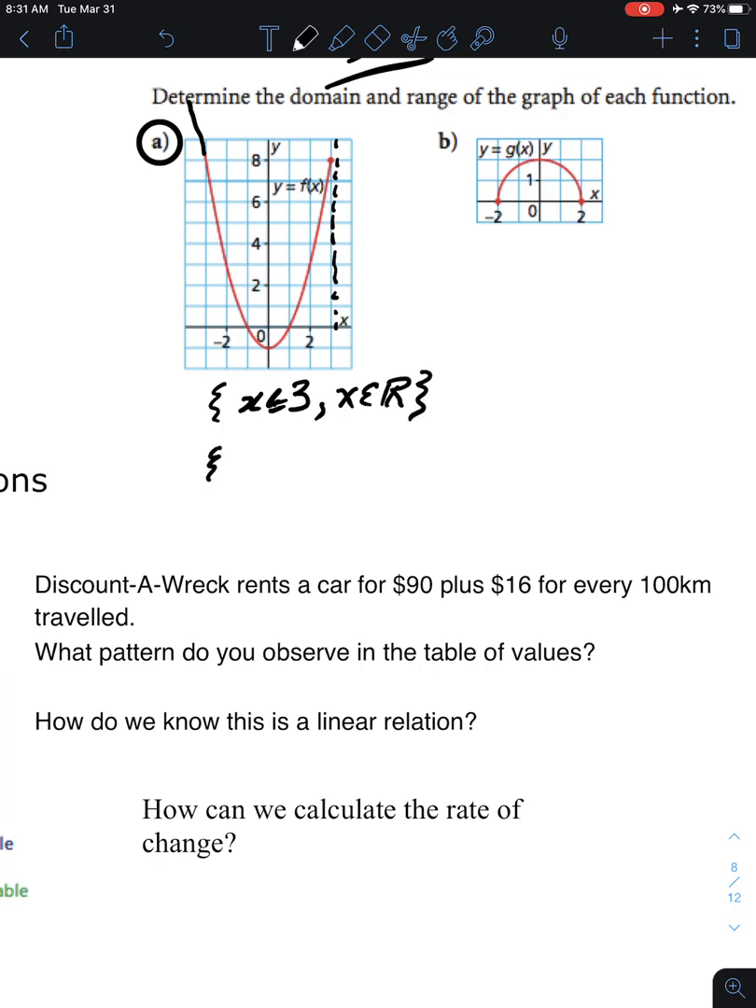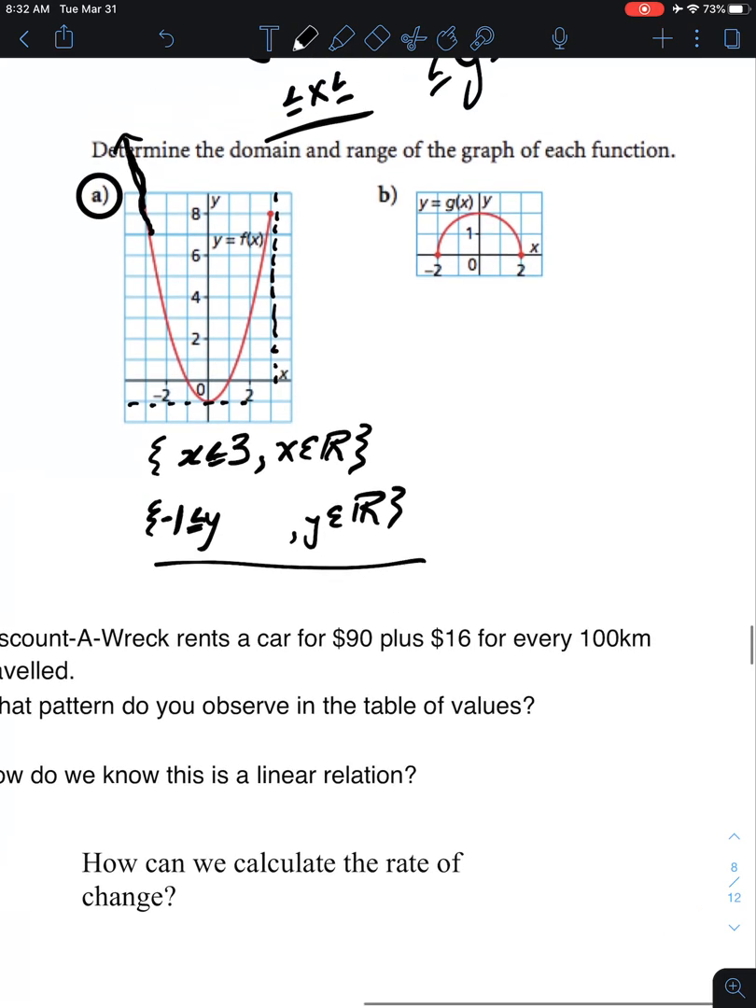The range, for the range, I want to start at the bottom and go upwards. So I can see that my graph begins here at -1. So y is greater than or equal to -1. And because this, again, as I pointed out, goes upwards and to the left here, I have no upper limit. So I'm just going to get rid of that. And this would be the range for that guy.